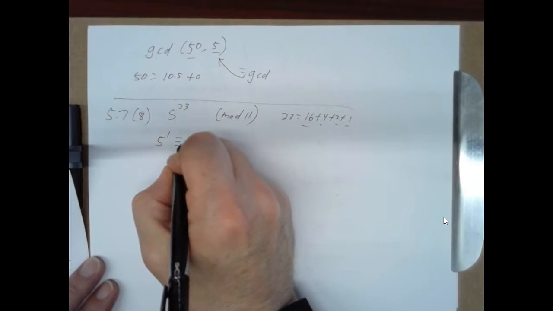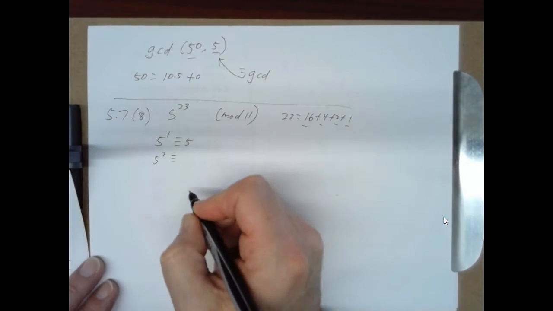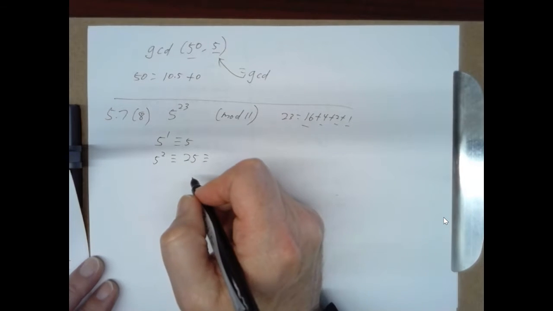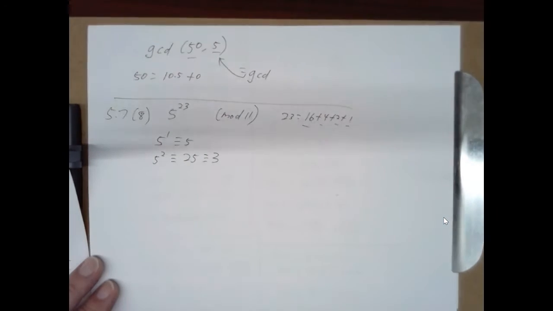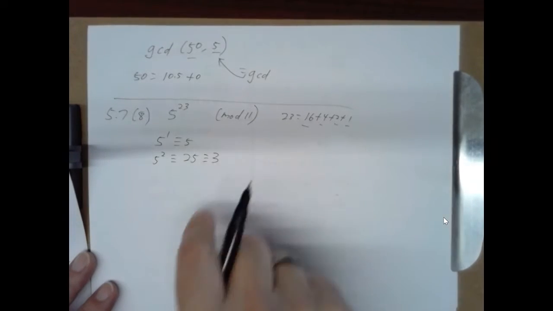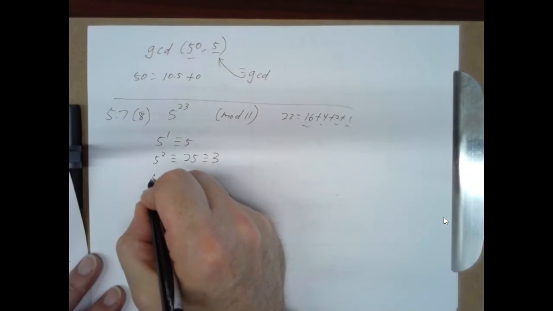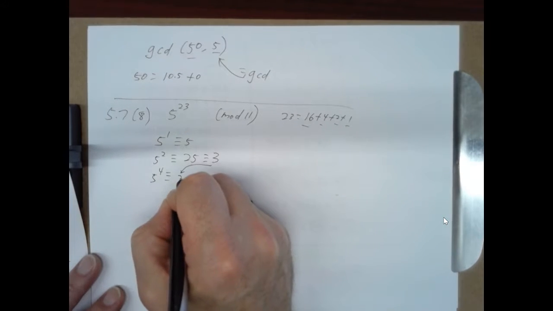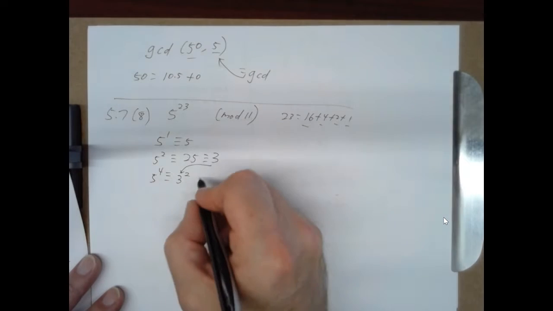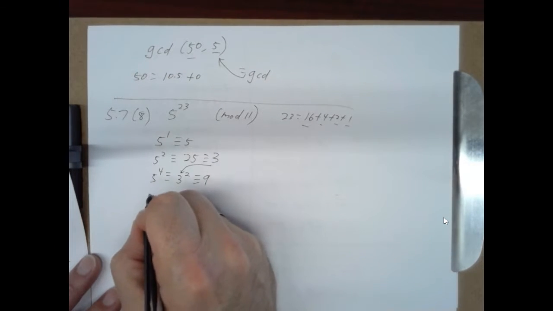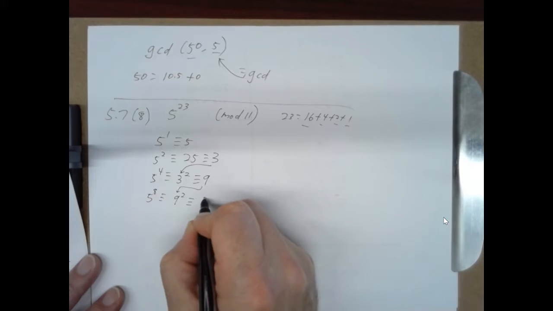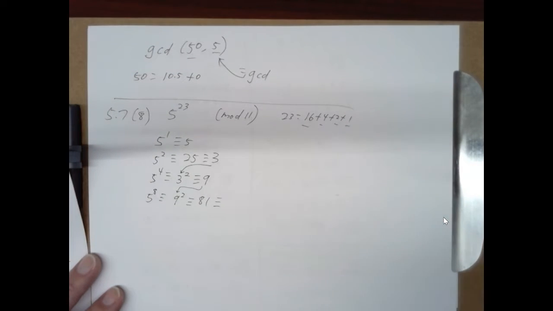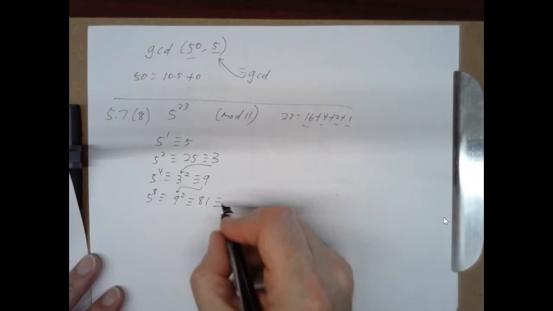So 5 to the first is just 5. 5 squared is 25. What's 25 mod 11? A lot of people got that wrong. I got some 4s, I got some 2s. So 22 is a multiple of 11, so 25 minus 22 gets you to 3. So 5 to the 4th is 3 squared, which is 9. 5 to the 8th is 9 squared, which is 81. And 77 is the highest multiple of 11, so 77 to 81, that's a difference of 4.